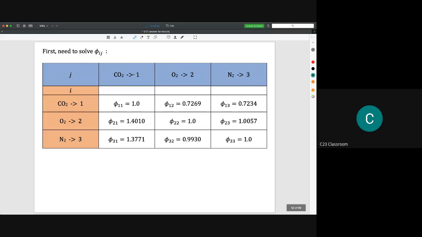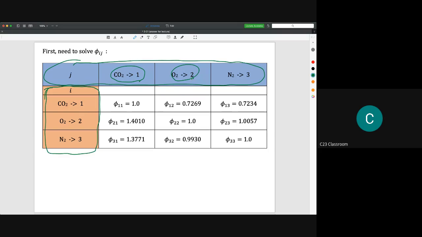Okay, so first we develop a table. You just make a row here. Let's say this is the row of j, and you make a column here, and this is the column of i. Let's say you start with carbon dioxide as number 1, number 2 is oxygen, and number 3 is nitrogen. So you also have the same numbers: carbon dioxide 1, oxygen 2, and nitrogen 3.